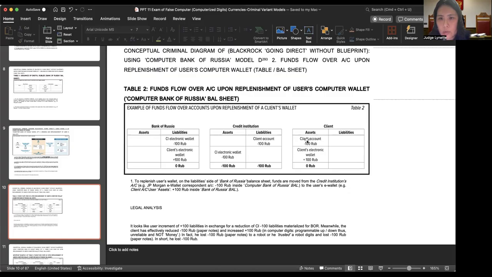So this is the client's account. You can see that his assets, he has just lost 100 rubles effectively, legally and lawfully speaking. He just lost 100 rubles. He gained an electronic wallet of plus 100 rubles, but this is subject to a robot or a person or a computer probe that can touch the numbers up and down. So he trusts this and he lost 100 paper notes.